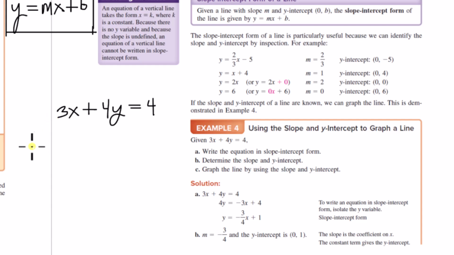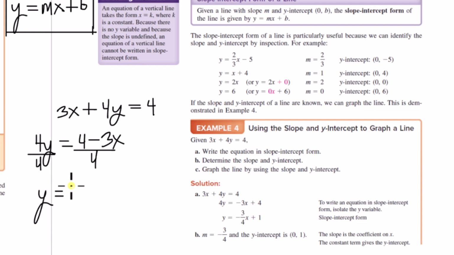And to do that, let's solve for y. So let's subtract 3x from both sides. Okay, now let's divide both sides by 4. Okay, so now let's put it in the slope-intercept form. Put the minus 3/4 x first, plus 1. And there it is. There's the slope, and there's the y-intercept.